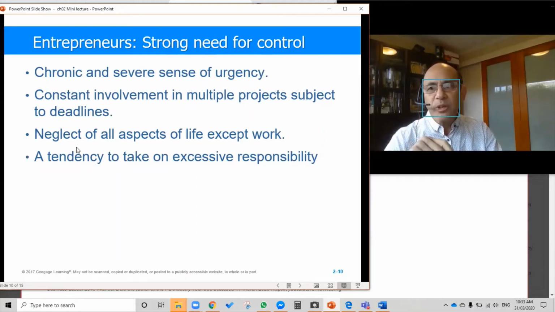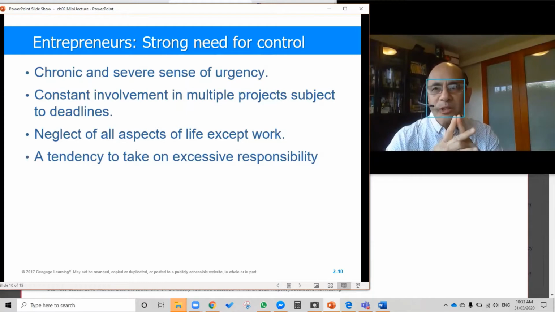The tendency for an entrepreneur is to neglect all aspects of life except work. So, you're driven by that work. As I was saying earlier, your tendency is to work and work and work, and you ignore the other aspects of your life, such as your family.